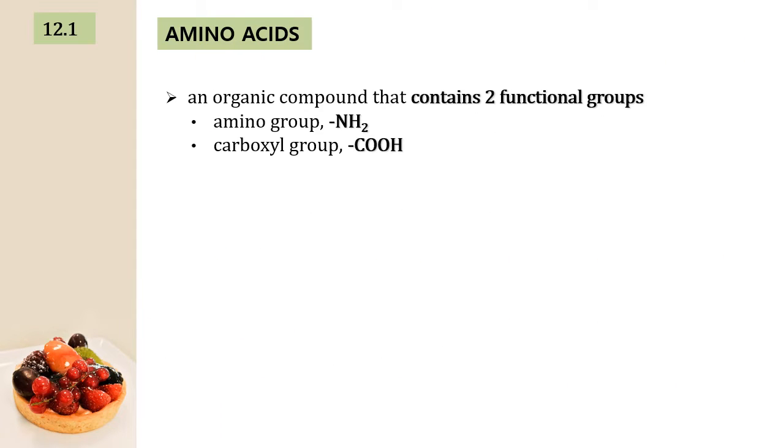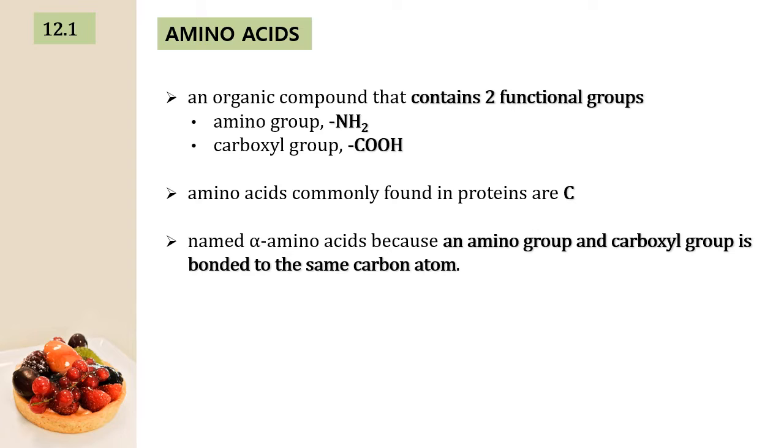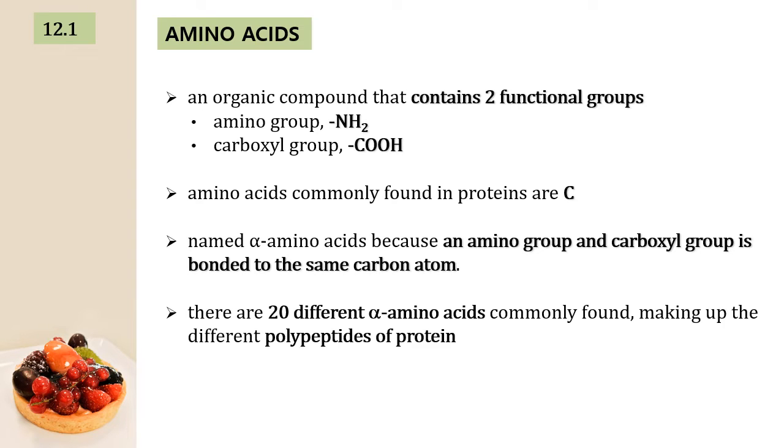An amino acid is an organic compound that contains two functional groups, the amino group and the carboxyl group. Amino acids commonly found in protein are alpha amino acids. They are named alpha amino acids because an amino group and a carboxyl group are bonded to the same carbon atom. And there are 20 different alpha amino acids commonly found, making up the different polypeptides of protein.